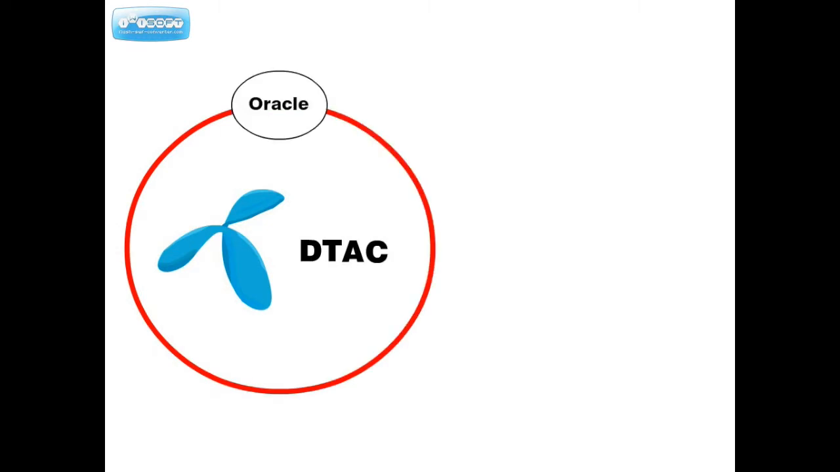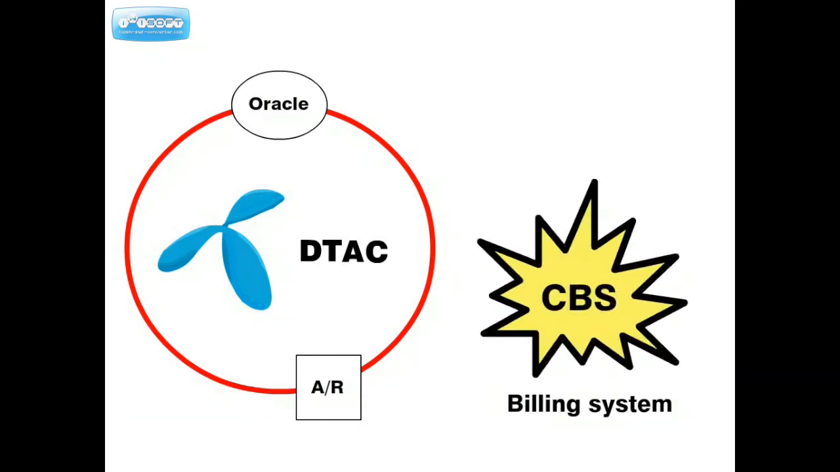DTAC's whole company is linked together with many Oracle products to execute the business, and the AR unit is no exception. However, the special thing is that the billing system called CBS provided by Huawei is used for the AR cycle.